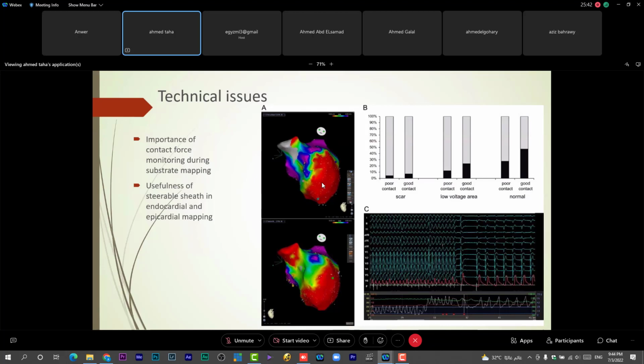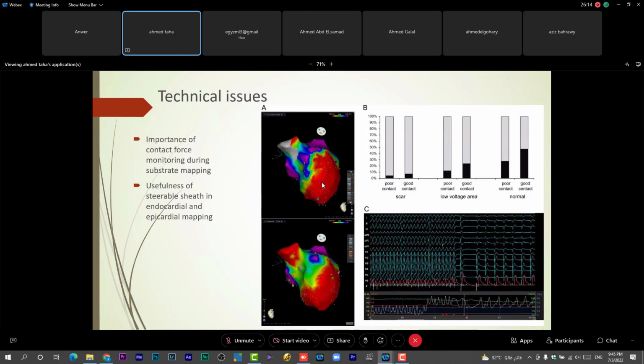So how to identify it? It's better to use, for example, smart touch catheters that measure the pressure. All the time, if you are using smart touch catheters, it will give you how much pressure there is in contact with the tissue. Is it 5 grams or something like that? It's better to be more than 5, up to 15 or 20. This is the window of interest that tells you that you are in good contact with the tissue.